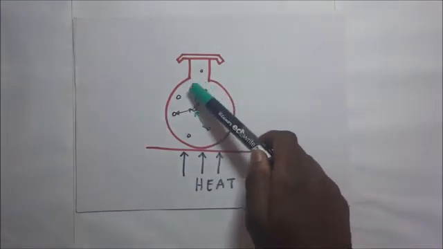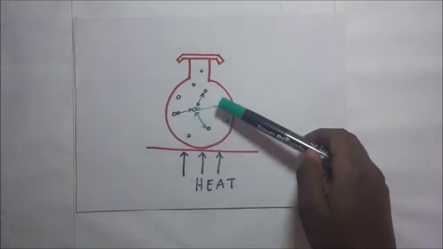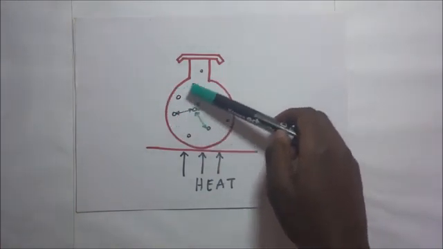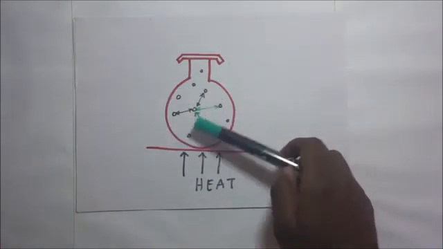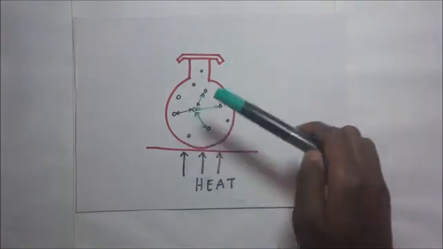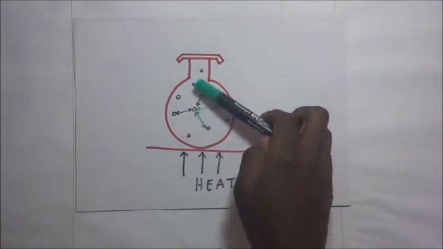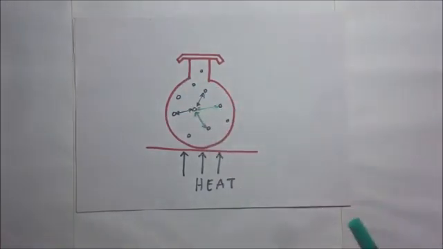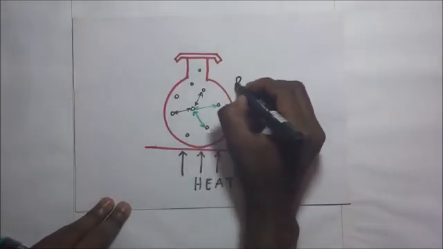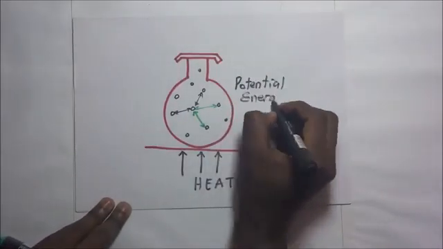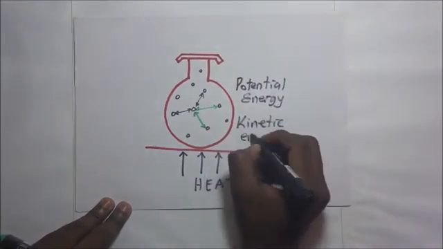Now, because it's a gas, these molecules are constantly moving and hitting the walls of this pot. Because they are constantly moving and hitting the walls, they do so with some velocity. So this velocity of these particles gives us the measure of the kinetic energy. So when we look at a system like this one, we see that these molecules have both potential energy and kinetic energy.